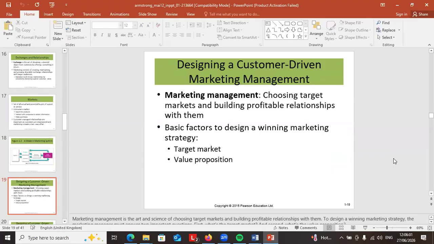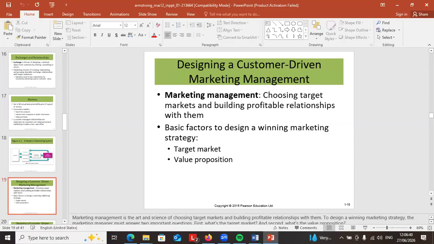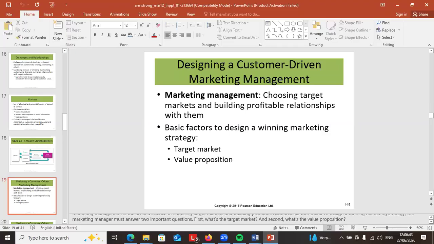Now, it is important to put into perspective how we can design a customer-driven marketing management, right? So to do that, even though you're not doing marketing management, it's important for you to understand what is meant by marketing management. You get to do that in level 300. Now, marketing management is said to be the art and science of choosing target markets and building profitable relationships with them.